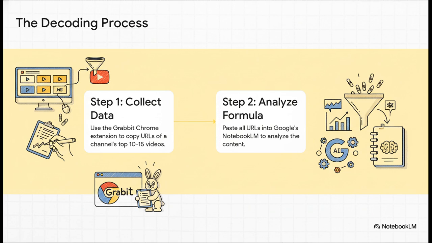First, you find a channel you want to model. Then you use this free Chrome extension called Grab It. You just hold down the Alt key, scroll over their videos, and bam, it instantly copies all the URLs. Then, for step 2, you take that whole list of links and you just paste it into Notebook LM, which is Google's AI research tool. Think of it as our analysis engine.